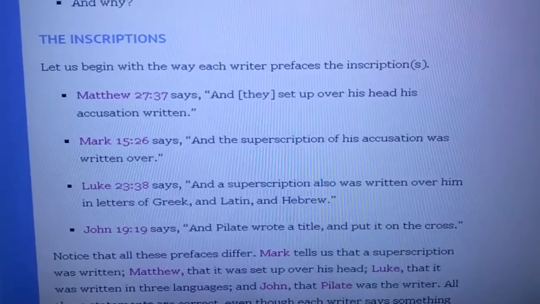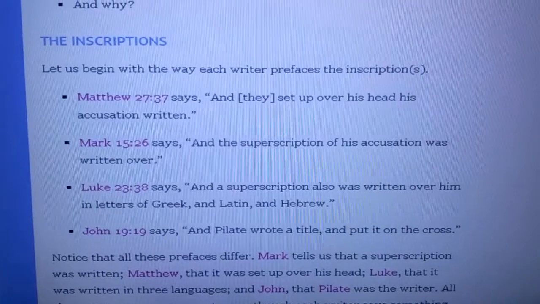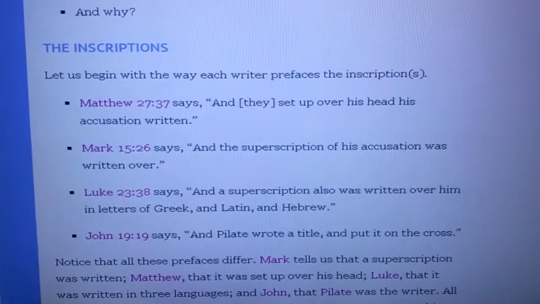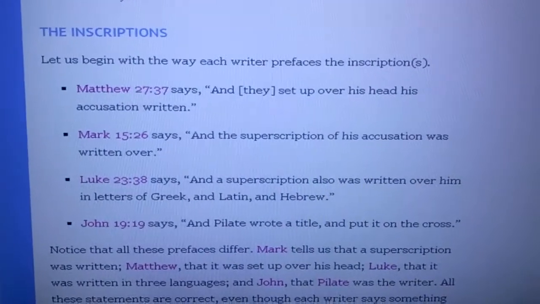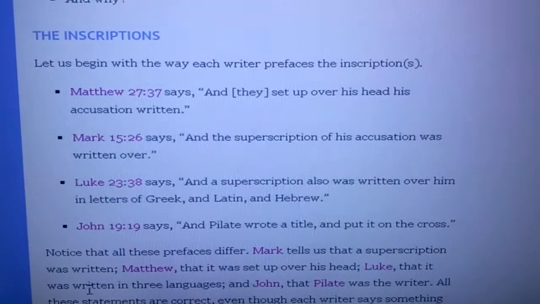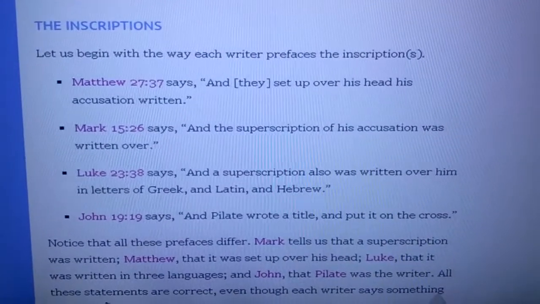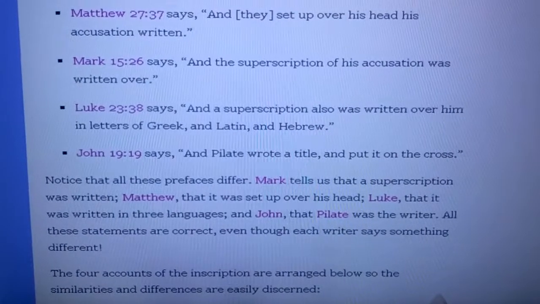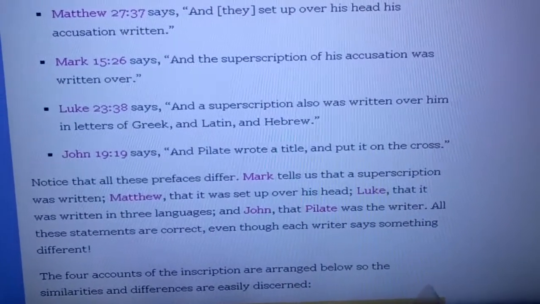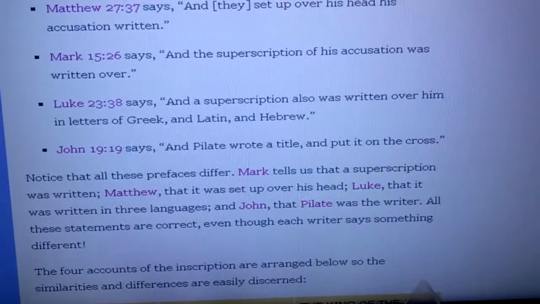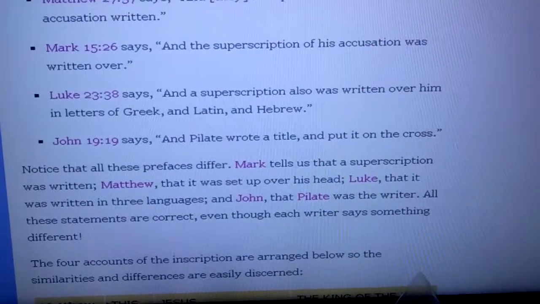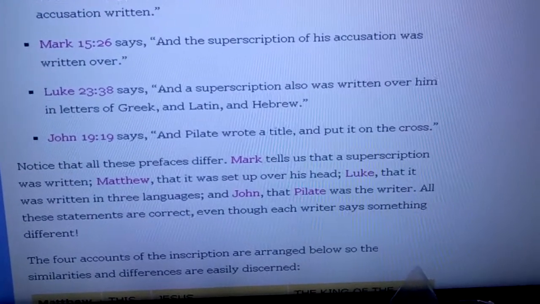The inscriptions. Let us begin. Matthew 27:37 says, "And they set up over his head his accusation written." Mark 15:26 says, "And the superscription of his accusation was written over." Luke 23:38 says, "And a superscription also was written over him in letters of Greek, Latin, and Hebrew." In John 19:19, it says that Pilate wrote a title and put it on the cross.